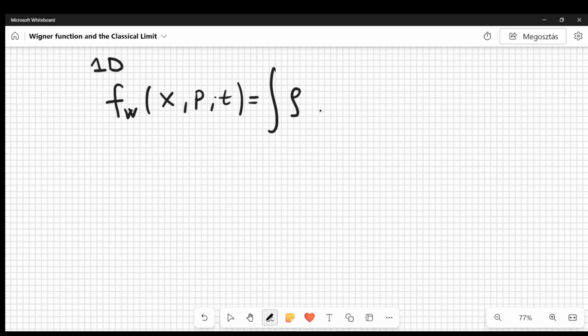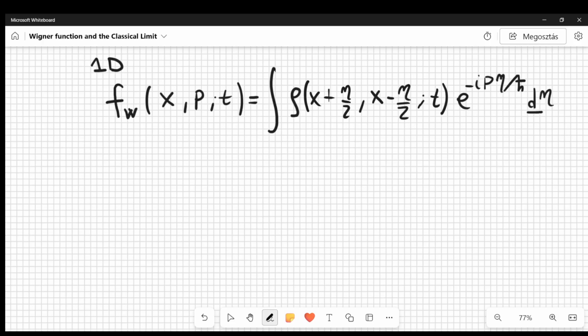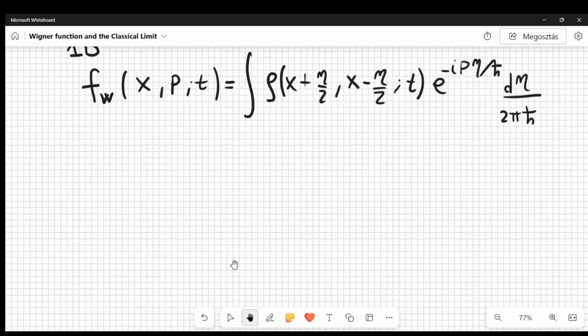So it's a representation in position space, which is rho of x plus eta over 2. And then the second argument is x minus eta over 2. And then here we might have time. And then we have e to the minus i p eta divided by h bar. And then we have d eta divided by 2 pi h bar. Now, I will make my considerations for a pure state.